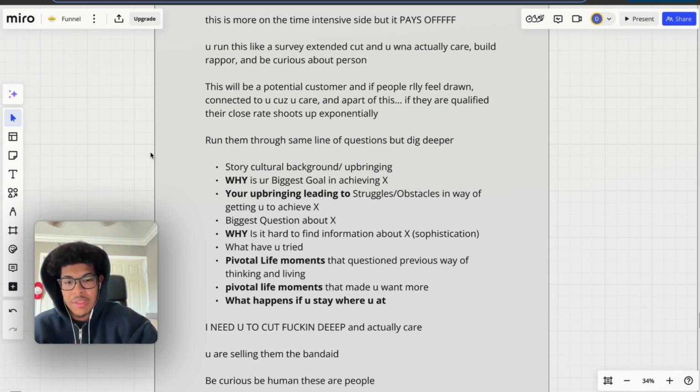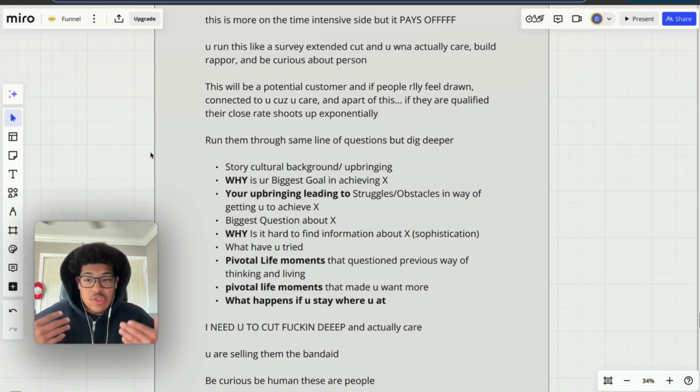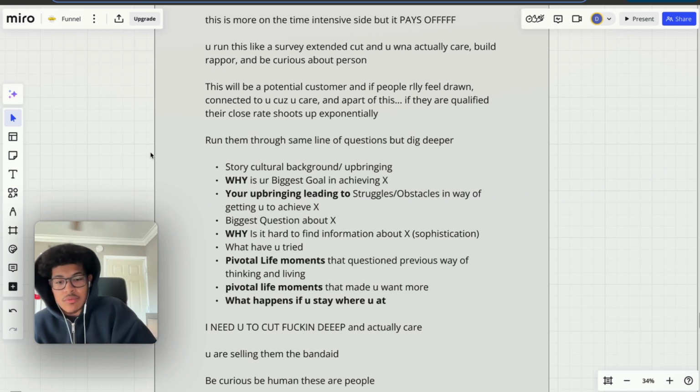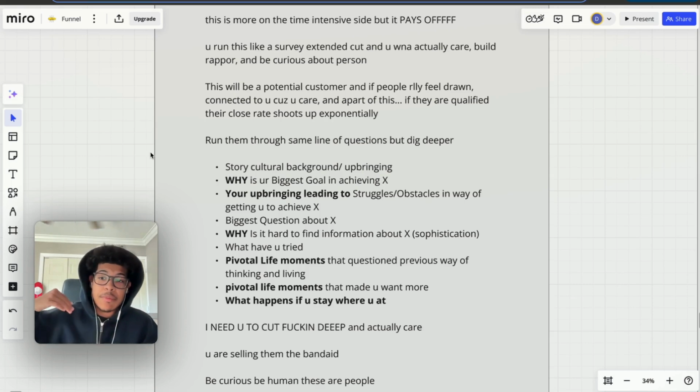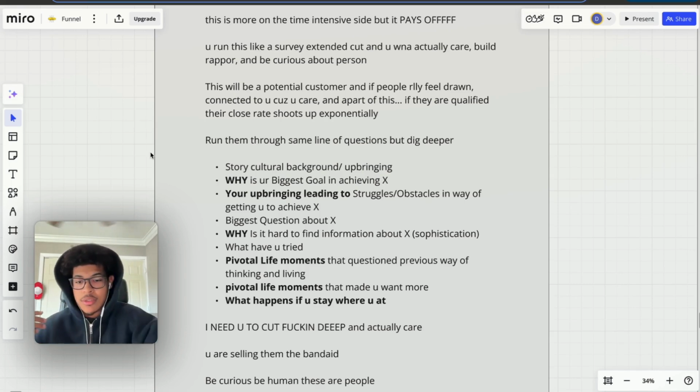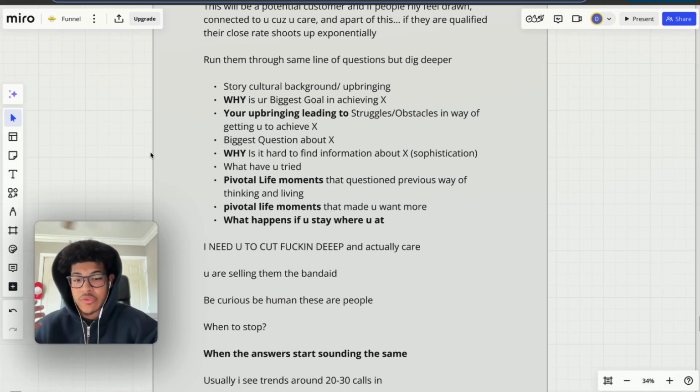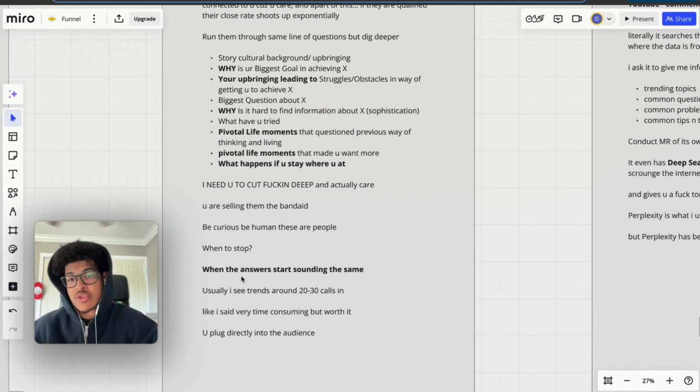Just being curious and being a human. These are humans. These are not only numbers. Yeah, they're going to give you some money in exchange for a service, right? Remember, you're selling them the band-aid to their cut, right? So be curious. These are humans. And then when to stop is when the answers start sounding the same.